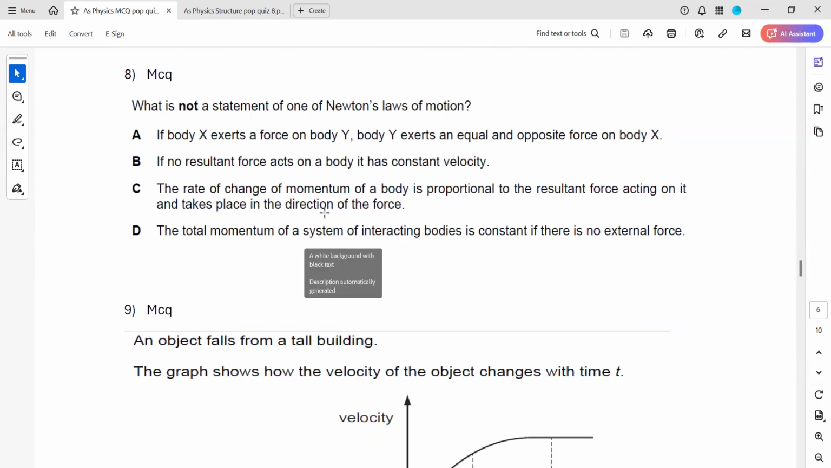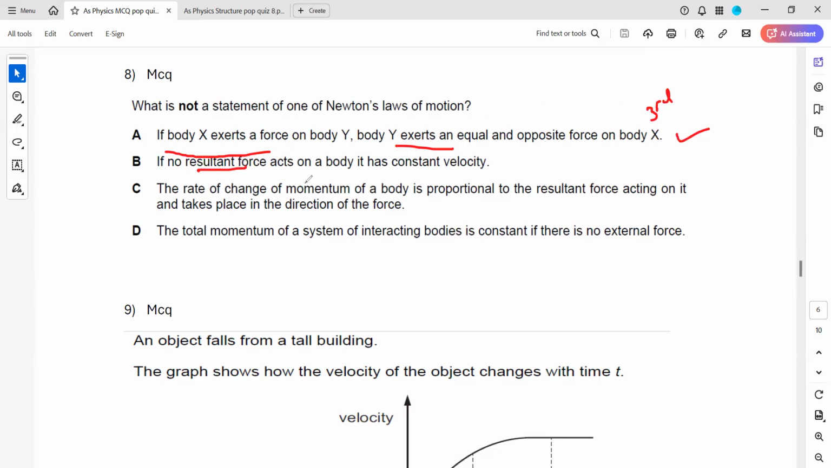What is not a statement of one of Newton's laws of motion? There are 3 laws of motion. Newton's first law states that when there is no resultant force, the object will not accelerate. If there is a resultant force, the object will accelerate, and action and reaction forces are equal but opposite in direction. So if body X exerts a force on body Y, body Y will exert an equal opposite force. That is true. And which law does it refer to? It refers to Newton's third law.